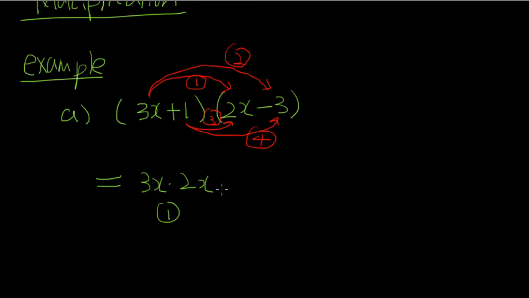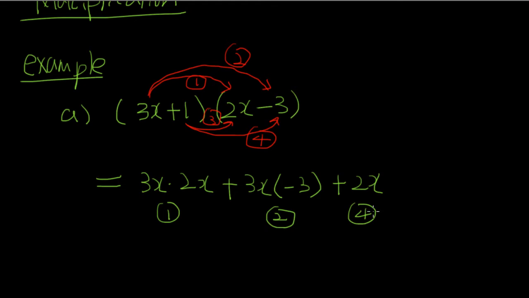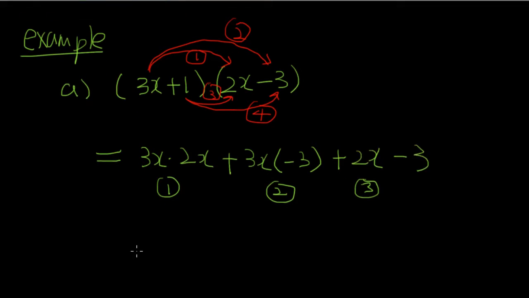Let me rather do this. So it'll be 3x times negative 3. All right, so this would be the second operation. Now 1 times 2x is just 2x. This would be third right there. And 1 times negative 3 would be just negative 3.